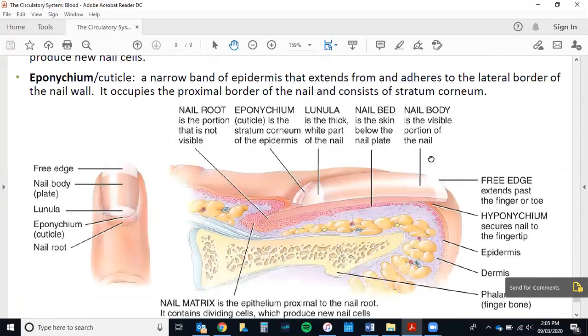Pictures to know. Okay, so that is the remainder of our lecture on the integumentary system. Thanks.